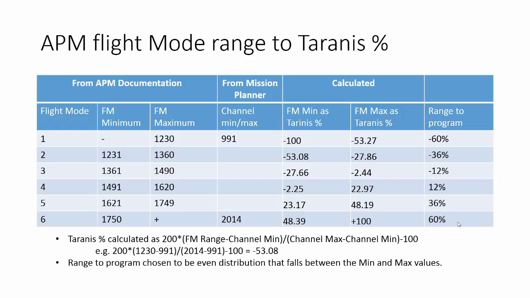Then in the final column, what I'm doing is selecting the percentage I'm actually going to program into the Taranis. I have evenly distributed these about 0, such that the percentage value falls within the range that is expected for that flight mode. So I've chosen minus 60%, which is 24 away from minus 36%, which is 24 away from minus 12%, which is 24 away from plus 12%, etc. And each of those percentages falls within the calculated range necessary to flick it into that flight mode.